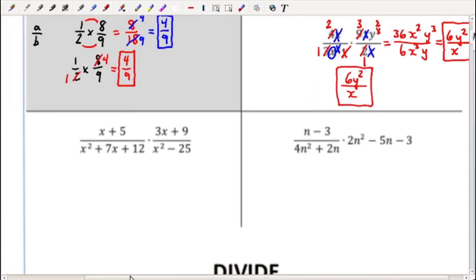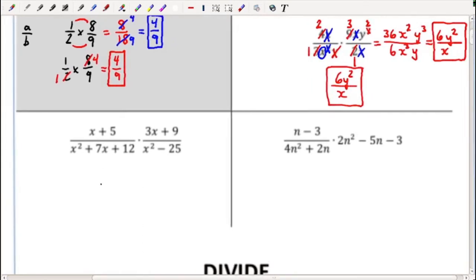I've got x plus 5 over x squared plus 7x plus 12 and 3x plus 9 over x squared minus 25. So again, in order to be able to start canceling anything, I need to be able to factor everything. So x plus 5 is already factored, can't do anything with that. If I can factor this bottom expression into my two parentheses, looks like it's going to be an x plus 3 and x plus 4.